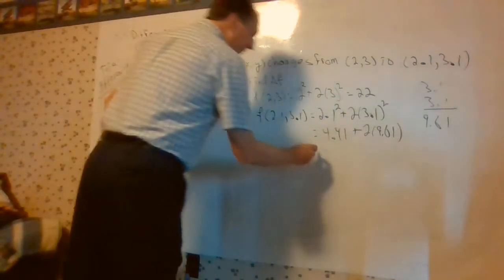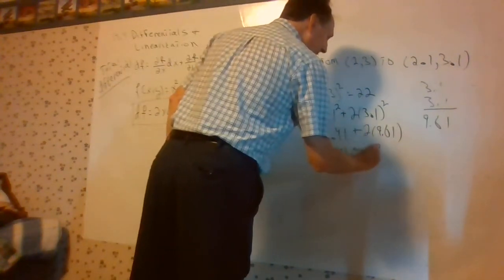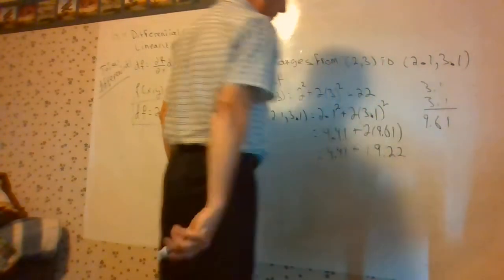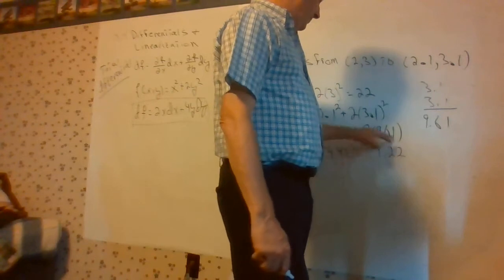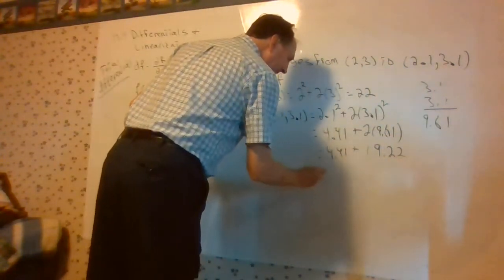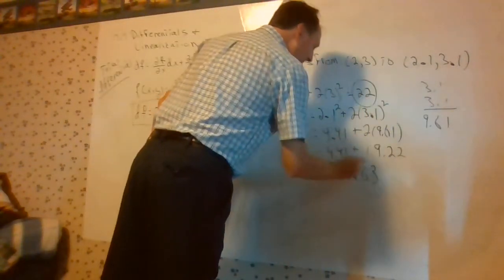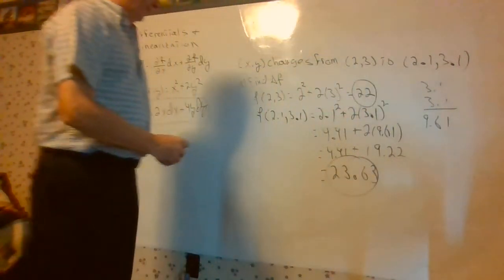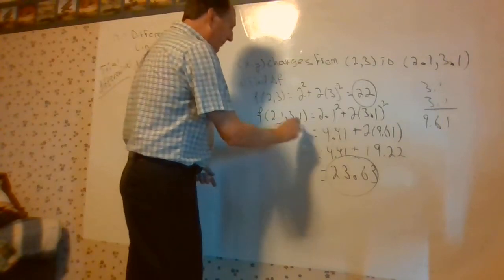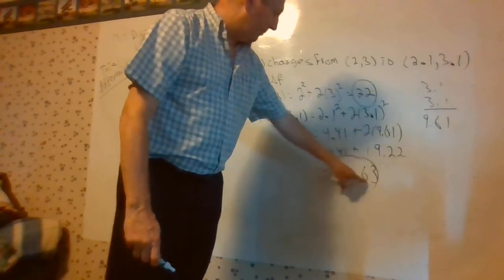Now, if you add that up, you get 4.41 plus 19.22, I believe that is. 2 times 9.6 is 19.2, and that sounds about right. And we get 23.63. Okay, see these two values? You can tell what happened. We change x by a tenth, we change y by a tenth, what happens? The function changes by 1.63.